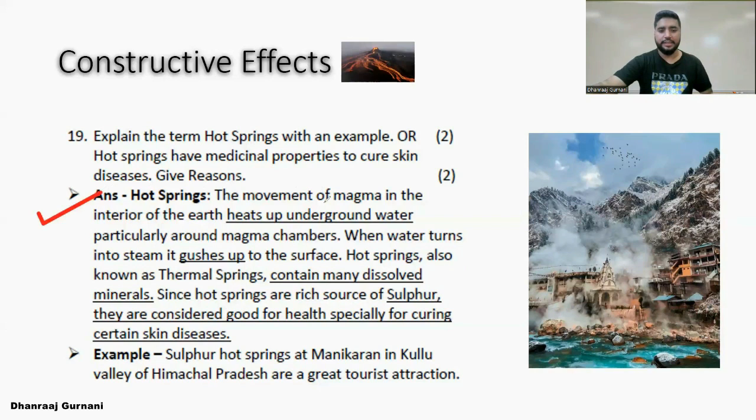Let's see what are hot springs. The movement of magma in the interior of the earth heats up the underground water, particularly around the magma chamber. So there is magma under the ground. There is underground water. The magma will heat the underground water, especially that water which is near the magma chamber. Now what happens? When magma and water come in close contact with each other, this water turns into steam and it gushes up.